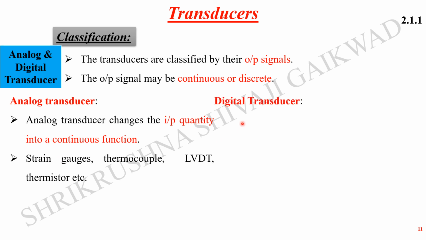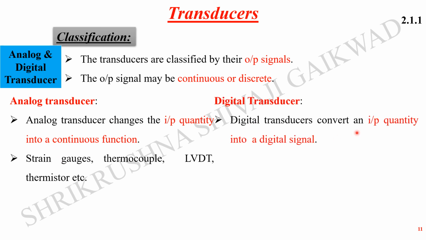The other type is the digital transducer. A digital transducer converts an input quantity into a digital signal or a discrete signal. So the input might be changing in a continuous form, but it converts that into a discrete signal, or it converts it into digital form.